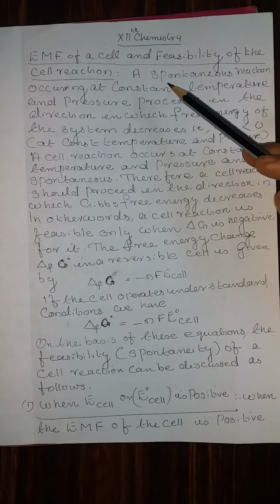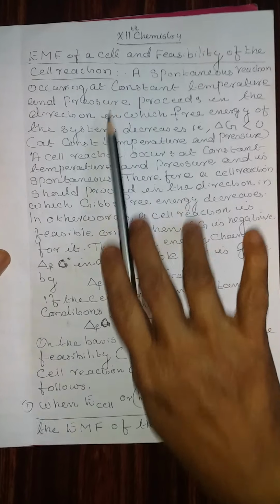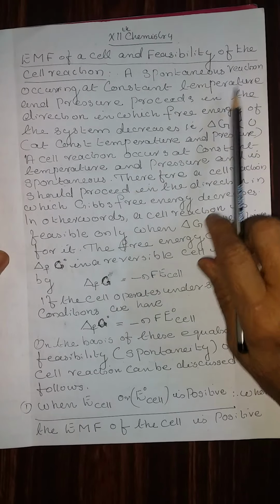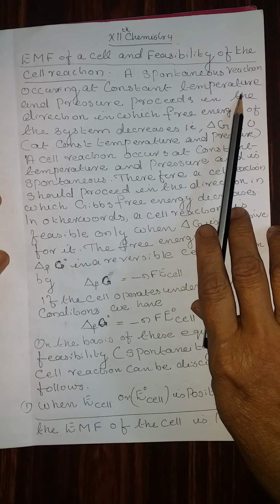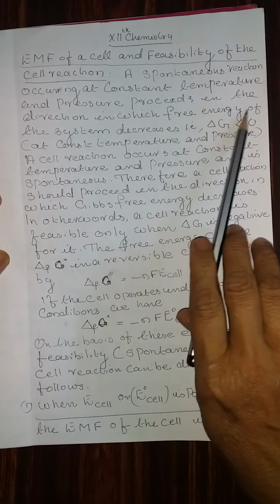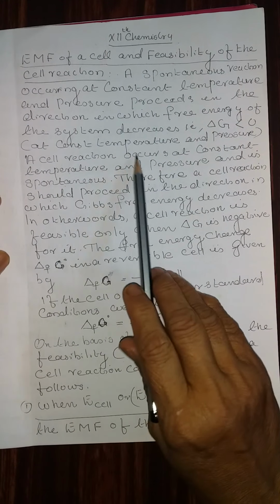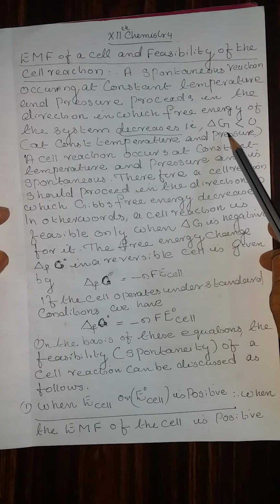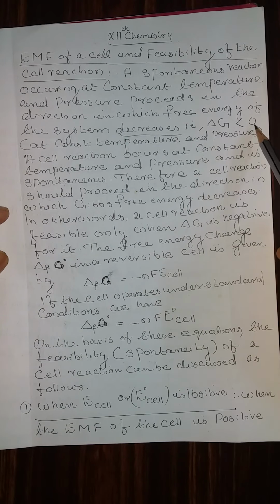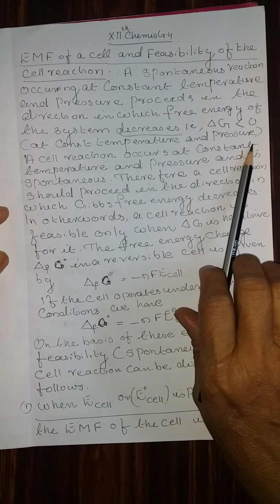EMF of a cell and feasibility of the cell reaction. A spontaneous reaction occurring at constant temperature and pressure proceeds in the direction in which free energy of the system decreases. Fill in the blank question. That is, delta G is less than 0 at constant temperature and pressure.